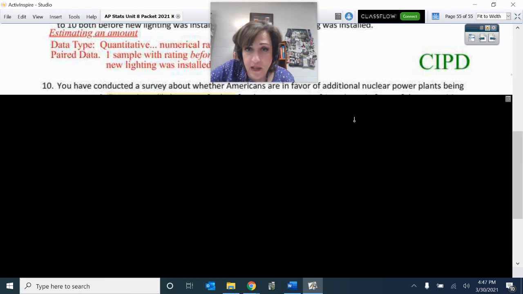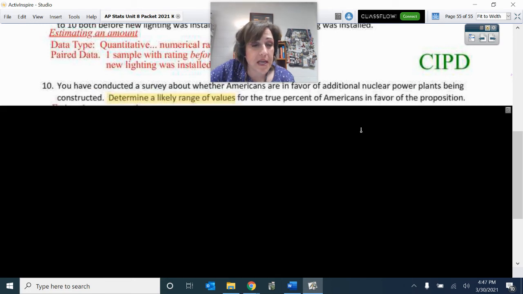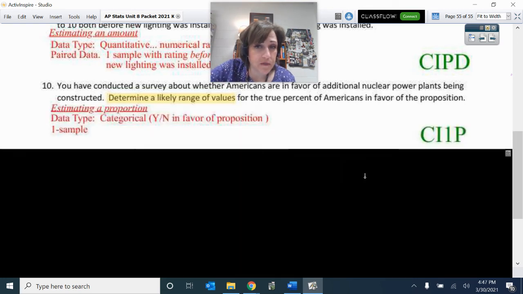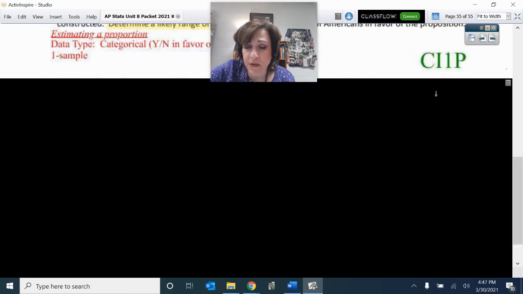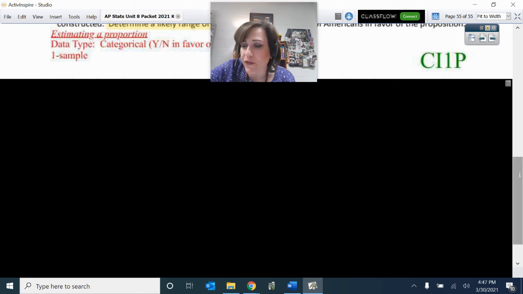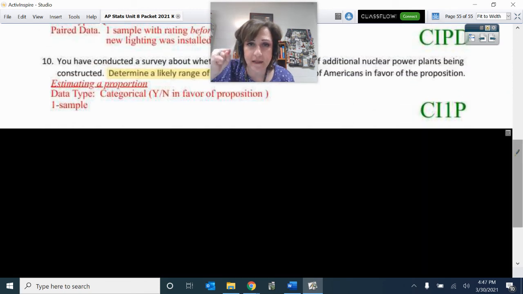All right, number 10. You have conducted a survey on who favors nuclear power plants. Determine a likely range of values. Okay, that's easy. That's going to be our confidence interval for the true percent of Americans in favor of the proposition. So that's the proportion in favor. One proportion. Easy peasy. Confidence interval for one proportion. Looks like there's a number. How many do we go to? Is there 13? Okay, cool. So finish it out. Do 11, 12, 13. Pause, and then we'll check. Okay? Pause now.